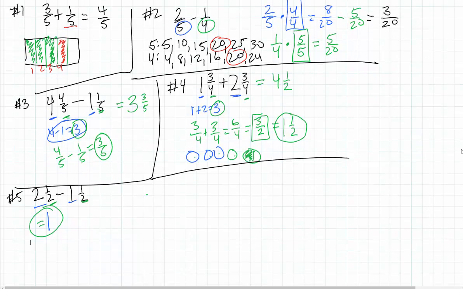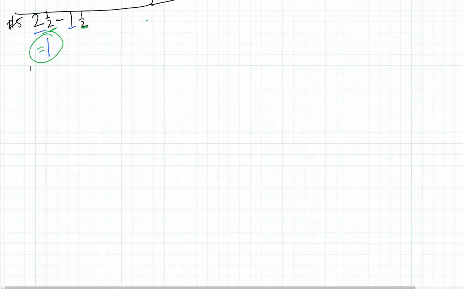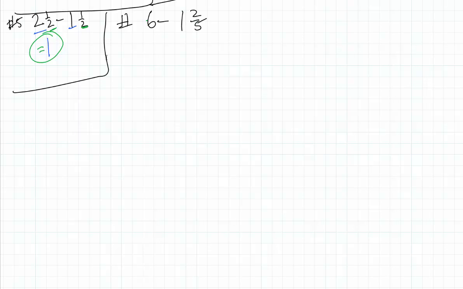Okay, let me scroll down a bit. Okay, for number 6, we have 6 minus 1 2/5. Well, there's a lot of different ways to look at it. We could solve this with arithmetic, but let's go ahead and draw a picture.